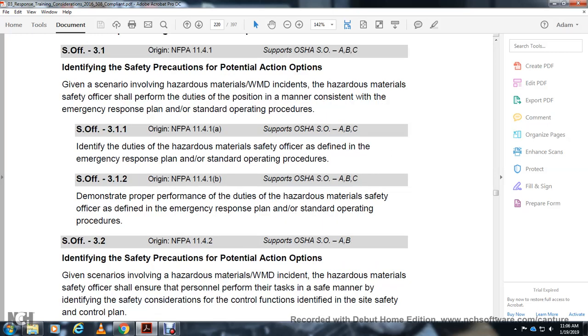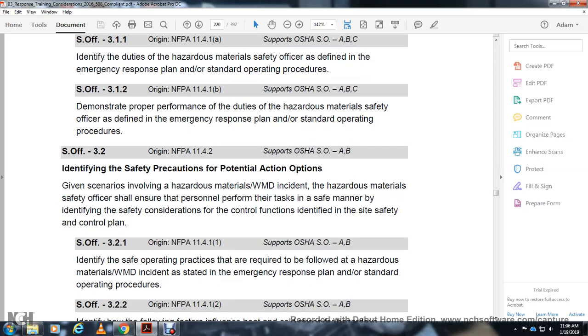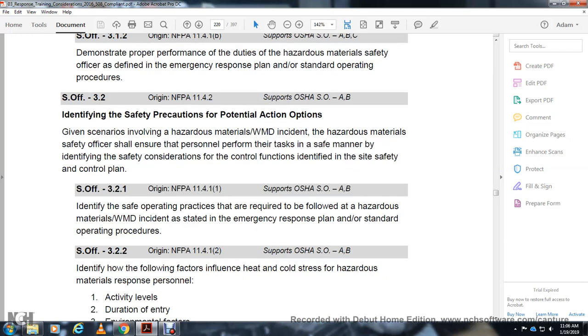Identify safety precautions and potential action options. Given the scenario of the hazmat weapon of mass destruction, the hazmat safety officer shall ensure the personnel perform the tasks of the safety plan, identify the safety consideration control functions, identify the site safety control plan, and identify the safety operation actions following a hazmat weapon of mass destruction incident consistent with the emergency response plan and the standard operating procedure.